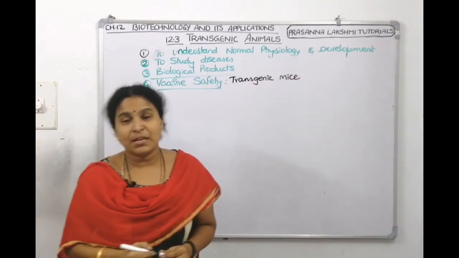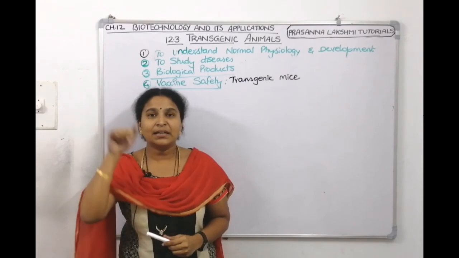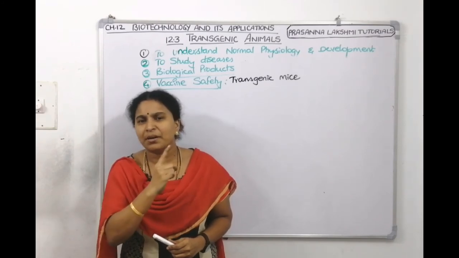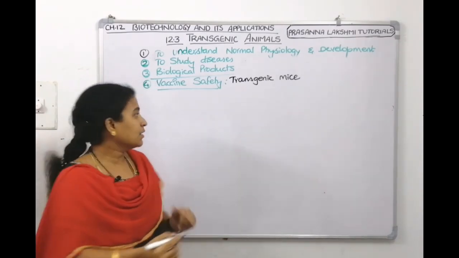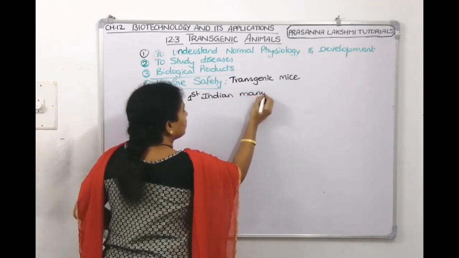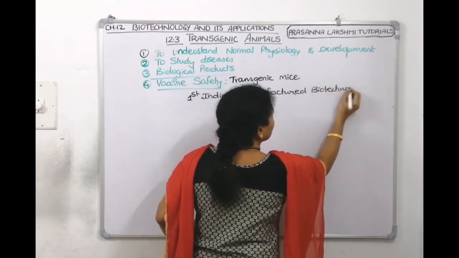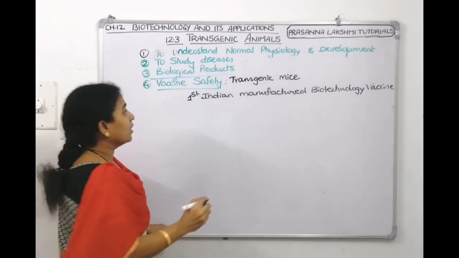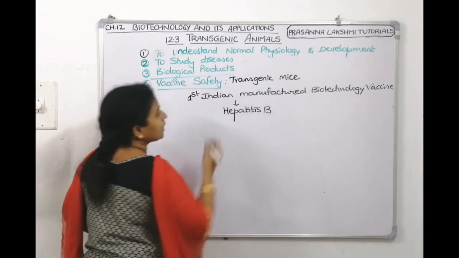After I completed my MSc, I worked in a Hyderabad-based biotechnological company, Shanta Biotech. Long back, at that time, they were preparing the first Indian recombinant biotechnological vaccine, that is hepatitis B. The first Indian manufactured biotechnology vaccine, what is it? It is against hepatitis B.